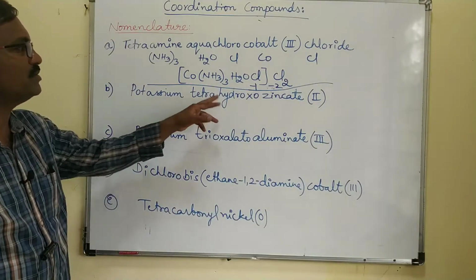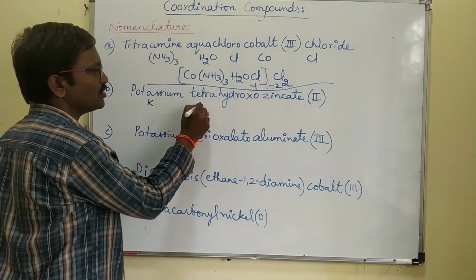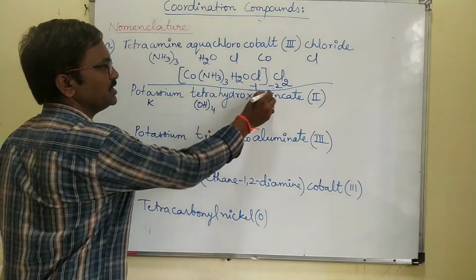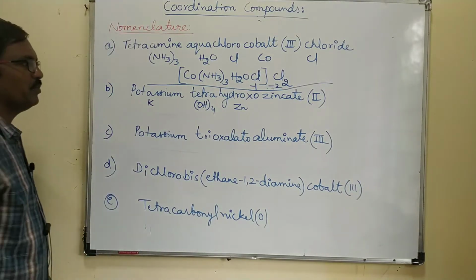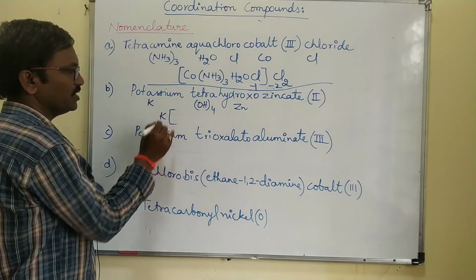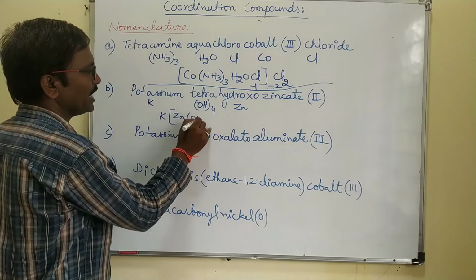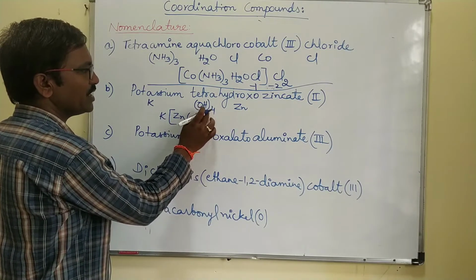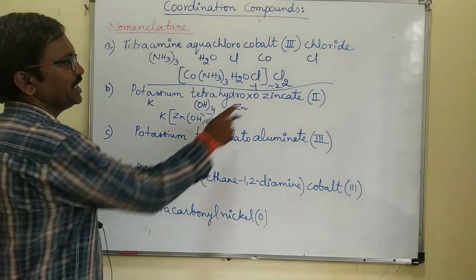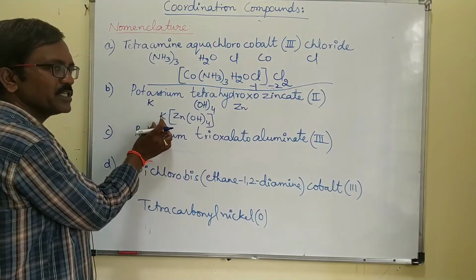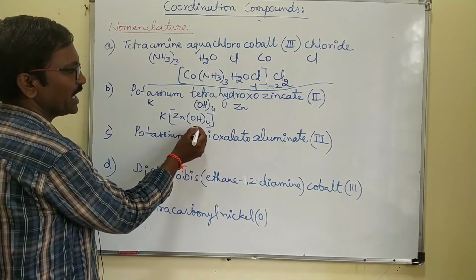Right. Potassium tetrahydroxozincate: potassium, so there is a K, tetrahydroxo, OH taken 4 times, zincate, zinc 2. Right. So you have to write it by adding this potassium K, which is a positive charge, zinc, Zn, the metal atom followed by the ligand. How many hydroxo? 4 hydroxo, right? So zincate 2, this complex is negative, potassium is positive, that's why it is a zincate. OH becomes 4 negative.